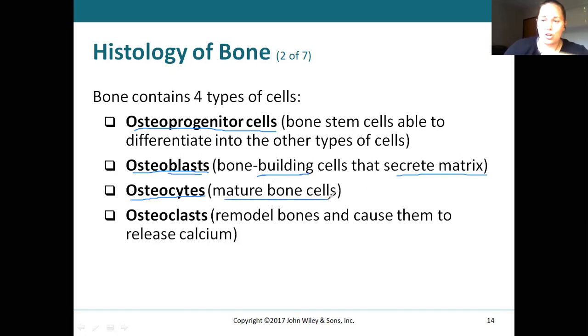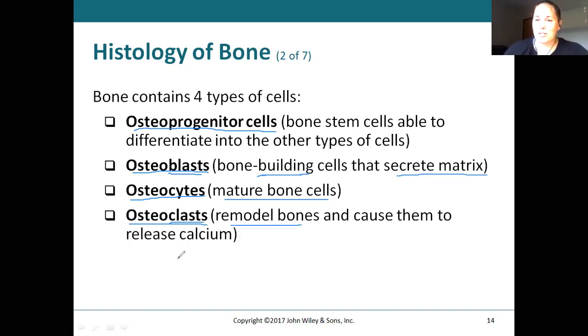These osteoblasts are going to mature into osteocytes, and these are going to be mature bone cells. These mature bone cells no longer undergo cell division, so they are not mitotically active. So osteocytes are just mature bone cells, doing their bone cell thing, creating that structure. Okay, next you have osteoclasts. Think of osteoclasts as carving out. These osteoclasts remodel bones and cause them to release calcium. Sometimes we need calcium from our bones, and so these are the cells that break down the bone and release that calcium.